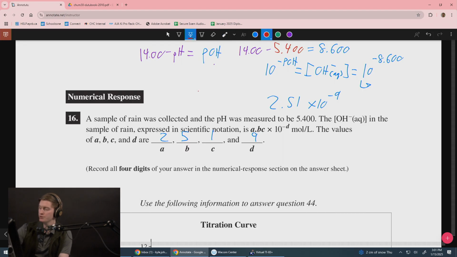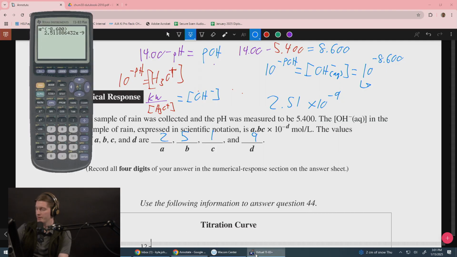You could also do 10 to the power of negative pH to get hydronium concentration. And then you could do Kw divided by hydronium concentration to get hydroxide concentration. And I'll just show you that on my calculator here.